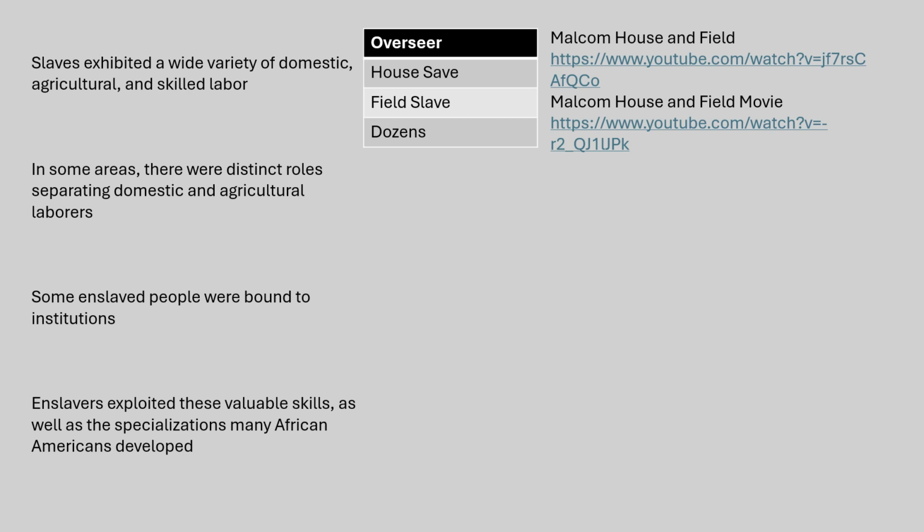So the first thing we're going to look at is the system of stratification among slaves themselves. We're looking at house slaves, field slaves, and then the dozens, which were addressed in another class. For more information, feel free to click the links, which will take you to a speech from Malcolm X, as well as a clip from the movie. And if you don't recall, the dozens were the slaves who were purchased by the dozen because of whatever medical issue they would have. And we're looking at how a system of division among the slaves starts to develop.